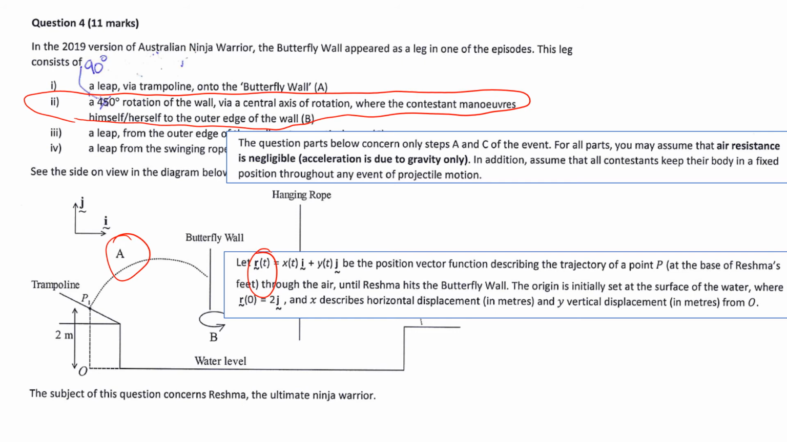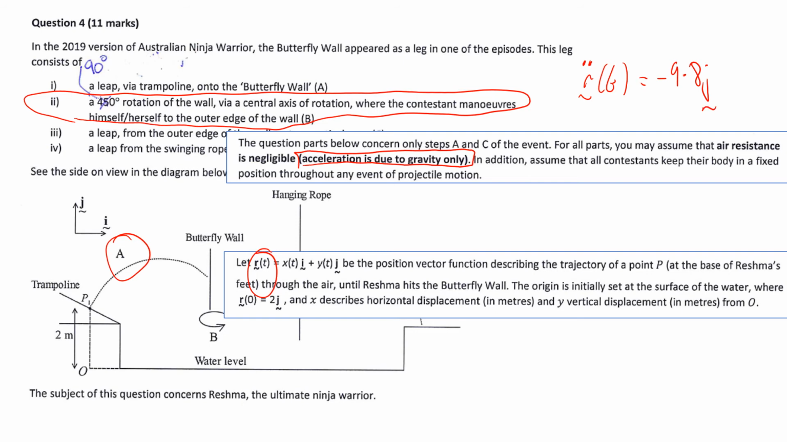For all parts, you may assume that air resistance is negligible. That is, acceleration is due to gravity only. When you read that, what you're doing is appreciating this can be done either with your constant acceleration formulas or with your understanding that acceleration, the double derivative of your position vector function, is minus 9.8j.